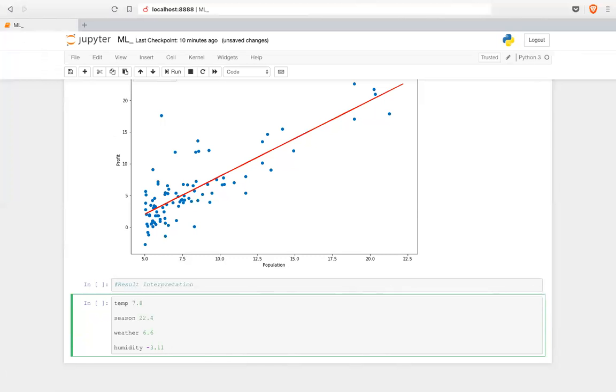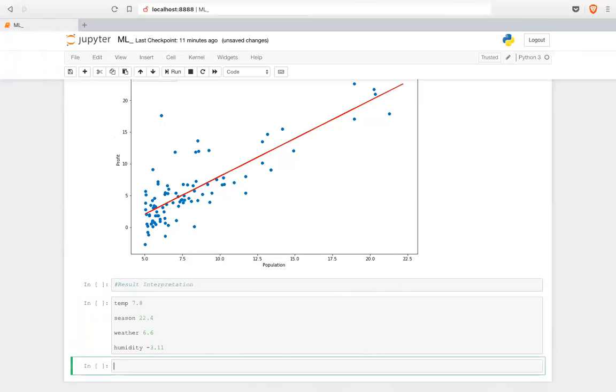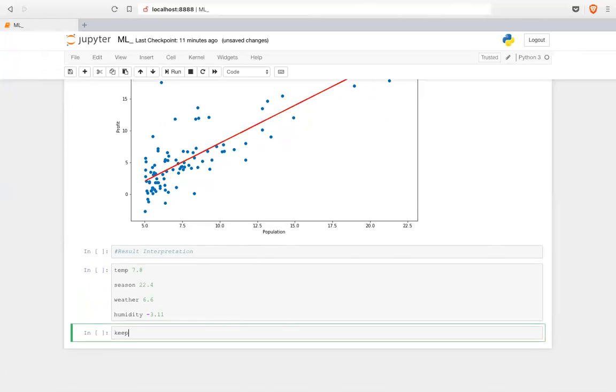So how do you interpret it? Interpretation is actually fairly straightforward. How do you interpret the coefficients? Holding all of the features fixed, keeping all other features fixed, a unit increase in temperature results in a rental increase of 7.8 bikes. Okay. So you get the idea, right?